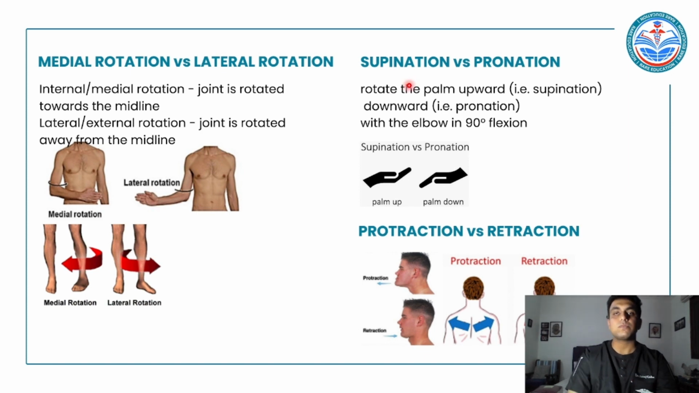Now, supination and pronation. When the palm is moved upward, it is supination. When the palm is moved downward, it is called pronation. So there is a trick for all of you. Always remember, popes pronate. Popes always give blessings. So popes always pronate, whereas beggars always supinate. You will never forget this.